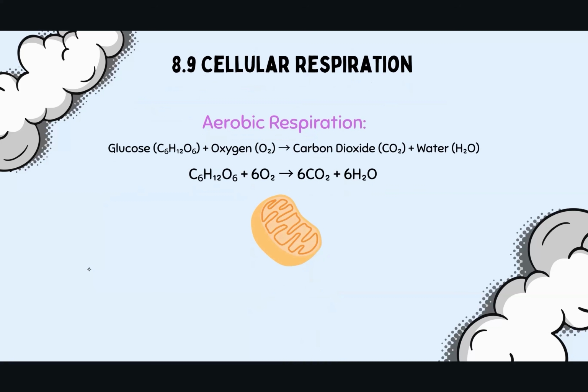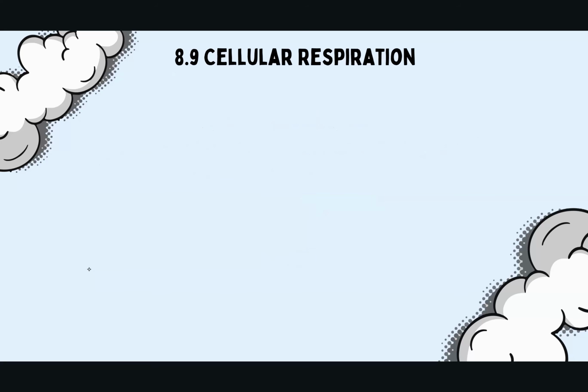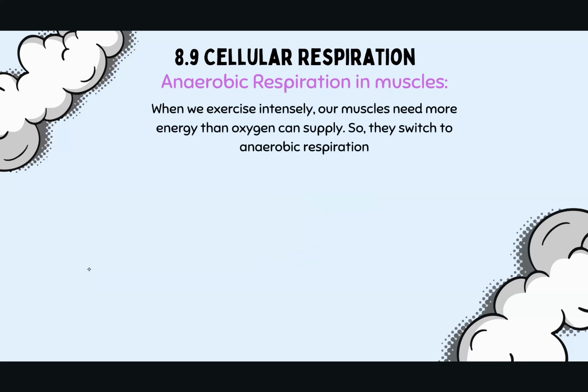So aerobic respiration is the complete opposite of photosynthesis. So if you know what photosynthesis is, 6 carbon dioxides and 6 waters make glucose and oxygen. Respiration is the complete other way. It's now glucose plus oxygen makes carbon dioxide and water. Definitely memorize that.